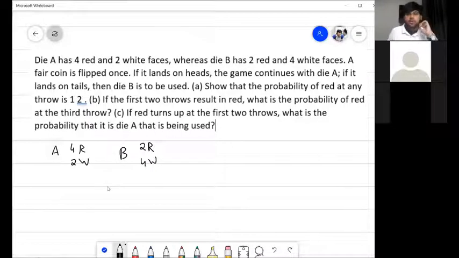Okay. Show that the probability of red at any throw is 1/2. Okay, so how am I going to prove this? Essentially what they're asking me is to calculate P(red). Now the thing is, this can go on for a long time, right? It can take 1 throw, 2 throws, 3 throws for you to get a red, but we just need to find out that regardless of how many throws, you have a probability of 1/2 of getting a red.